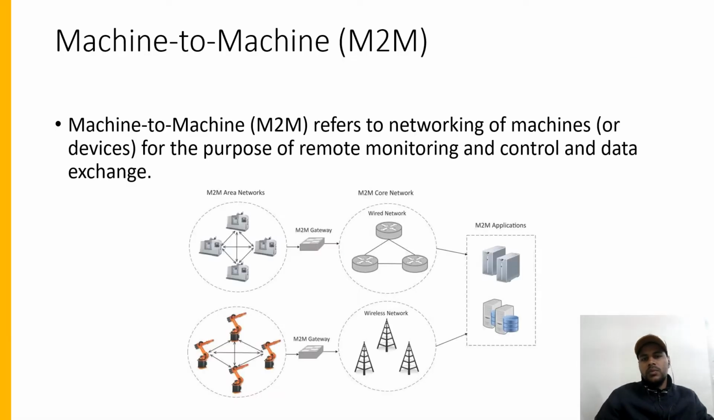Machine-to-machine model (M2M model). M2M model refers to the networking of machines or devices. It is the network of devices for the purpose of remote monitoring and controlling the data exchange. It is nothing but these various networks connected, and they are able to monitor any parameter and control, and data exchange is possible between them.